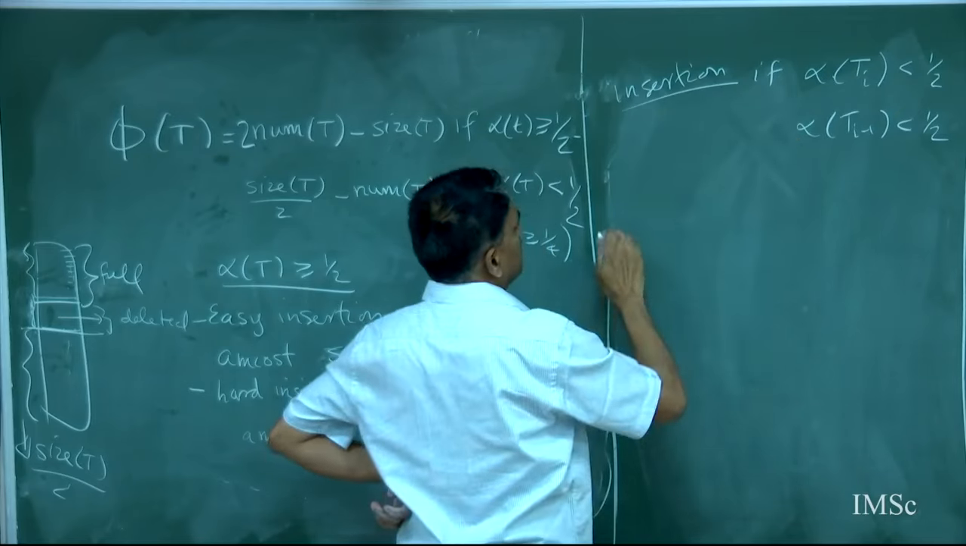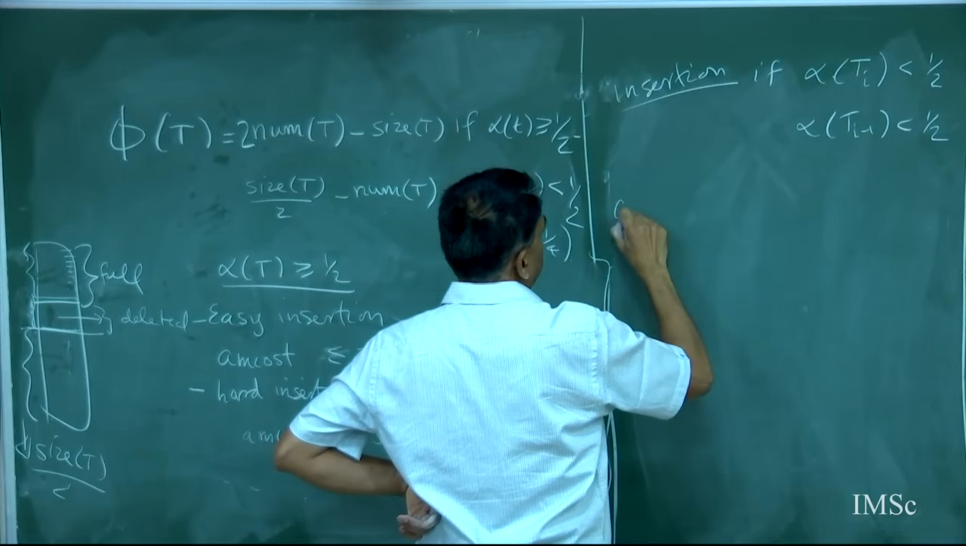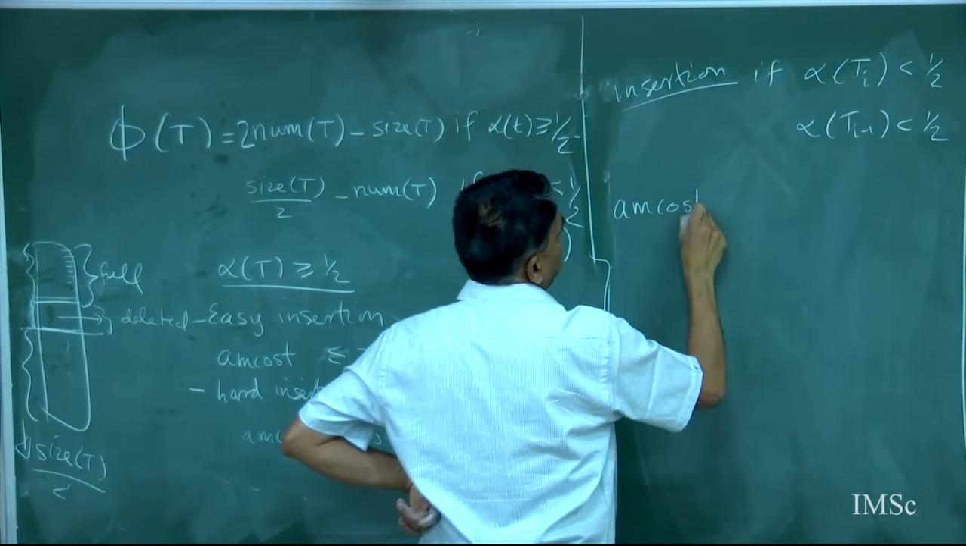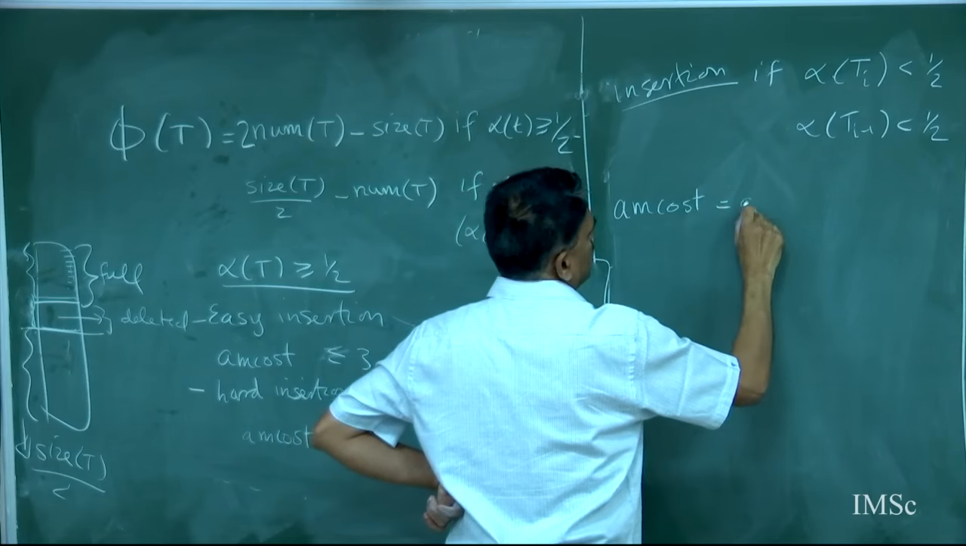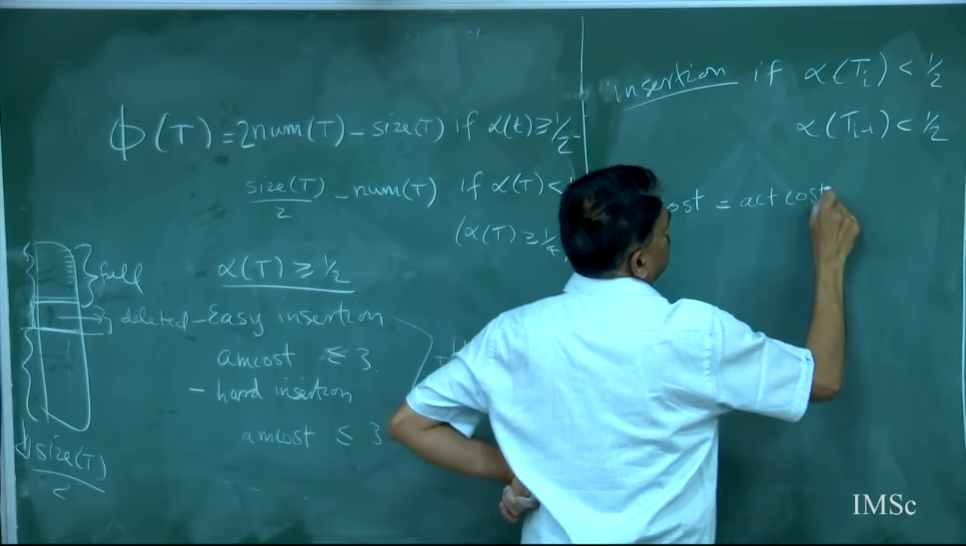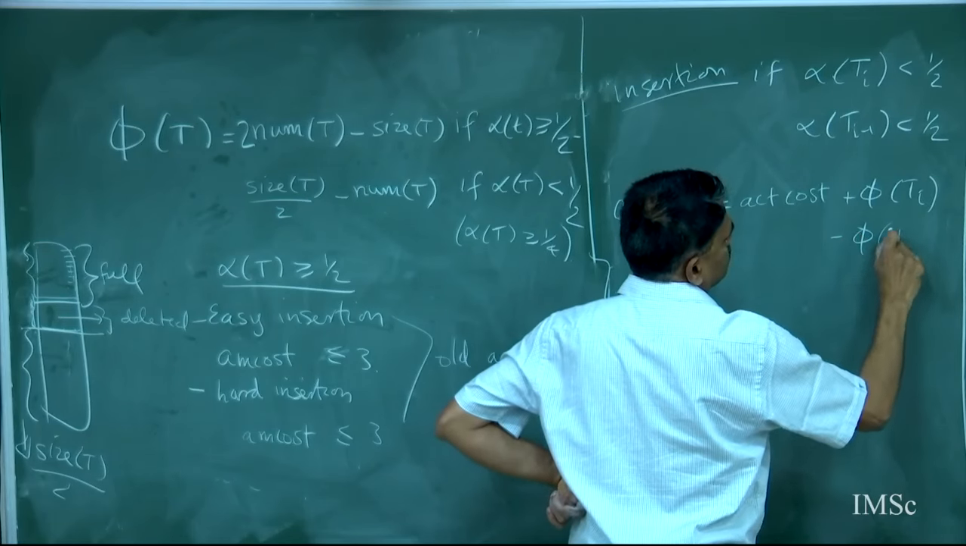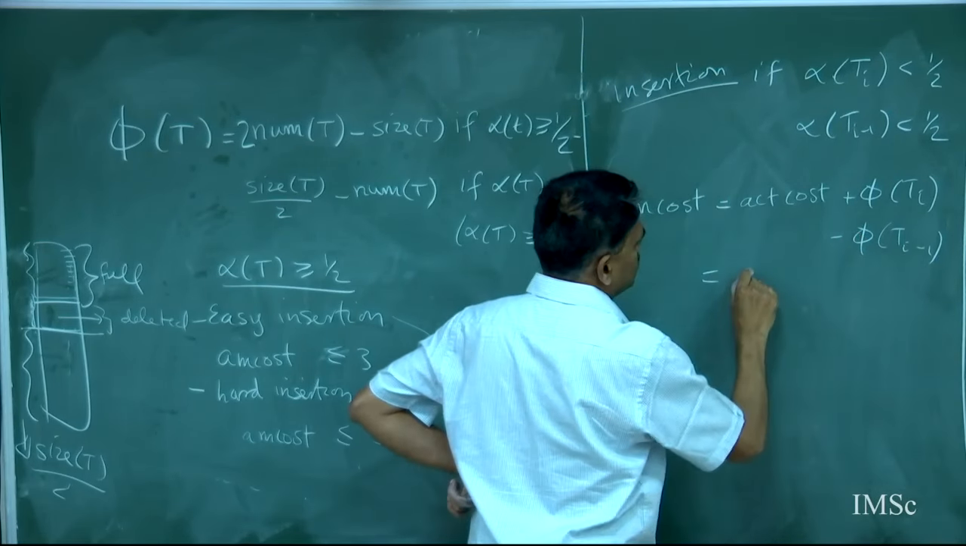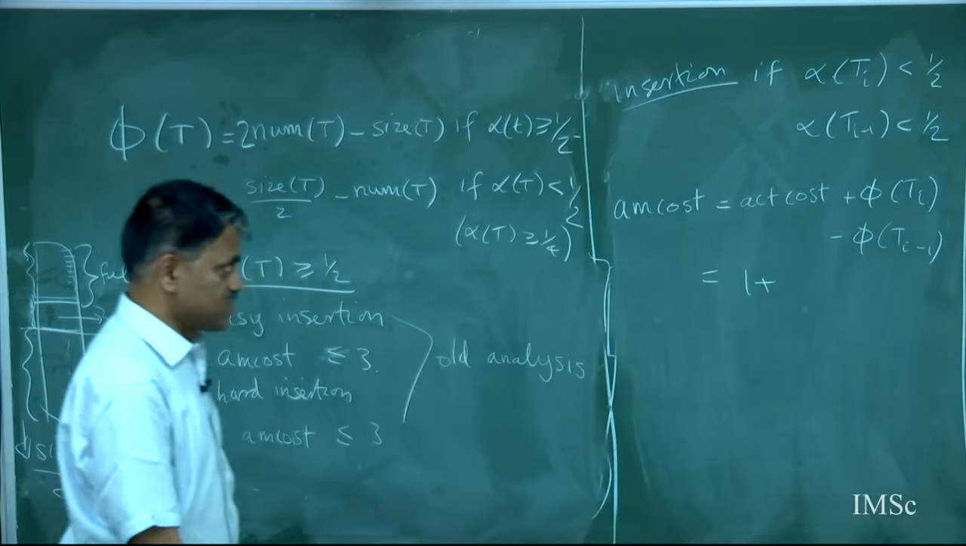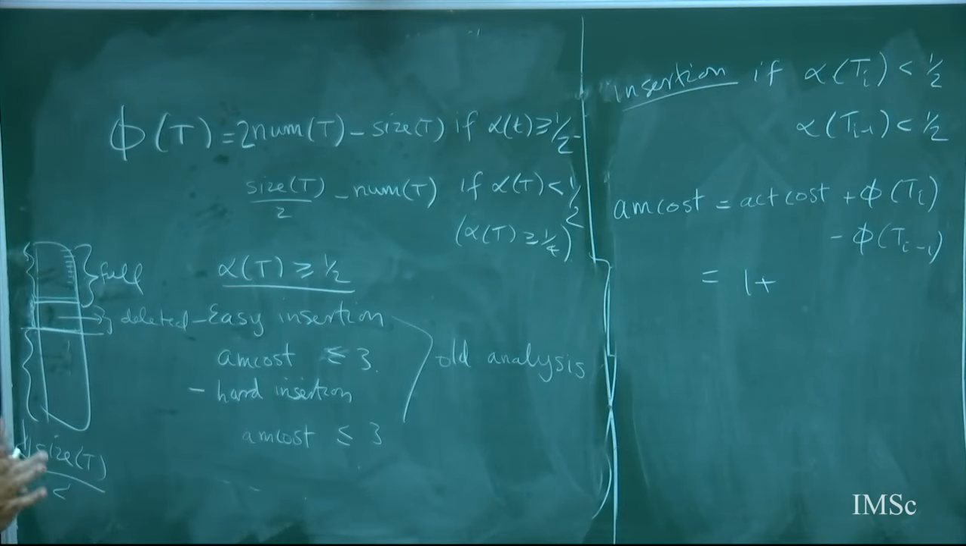So if this happens, then the amortized cost is the actual cost plus the change in potential. What is the actual cost? It is 1. You can say easy insertion. There's no table expansion, nothing is happening.